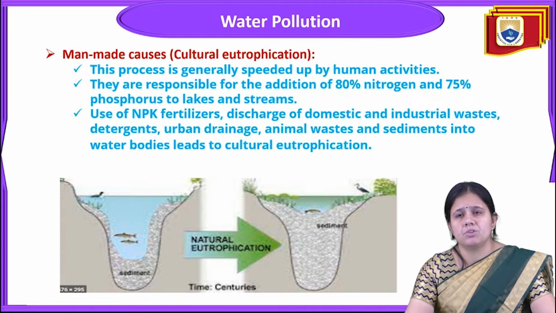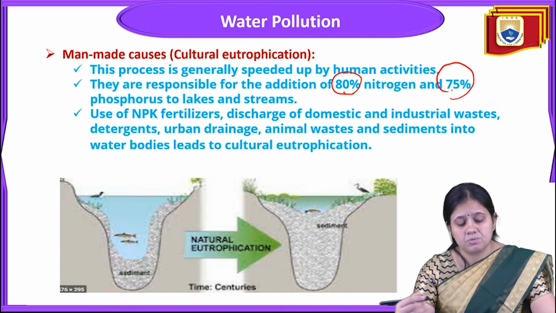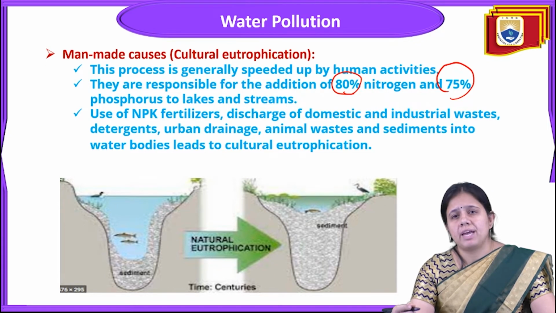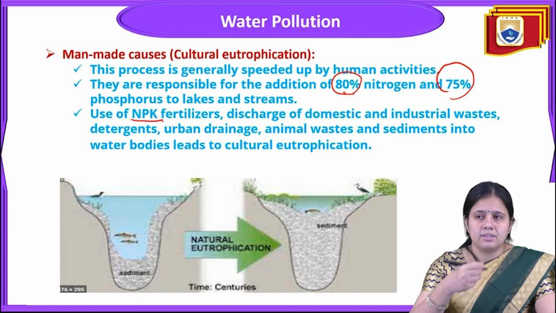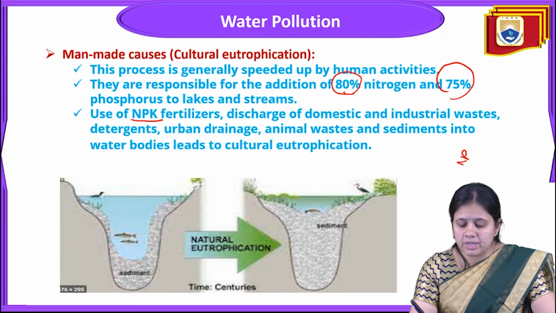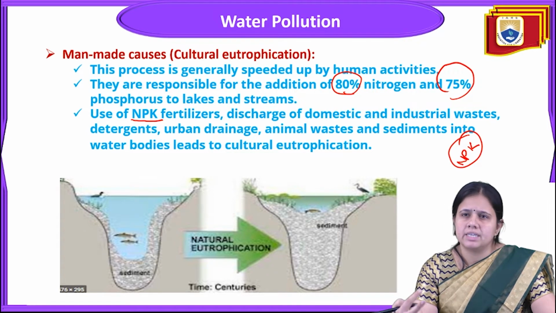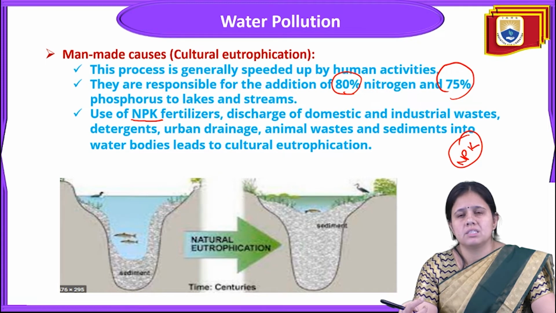This will be responsible for the addition of 80% nitrogen and 75% phosphorus to the lakes and streams. Use of NPK fertilizer: the fertilizer mostly used in the agriculture system is mainly NPK, nitrogen, phosphorus, and potassium. So due to agriculture runoff, these nutrients, nitrogen and phosphorus, will enter the water bodies. Discharge of domestic and industrial waste will also contain nitrogen and phosphorus. Some detergents, urban discharge, animal waste, and sediments in water bodies will lead to cultural eutrophication.